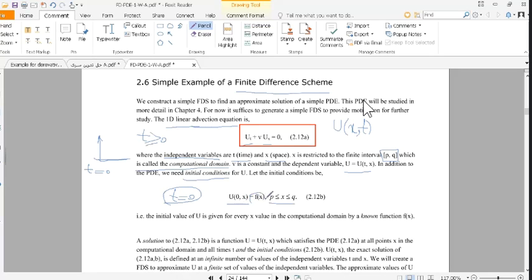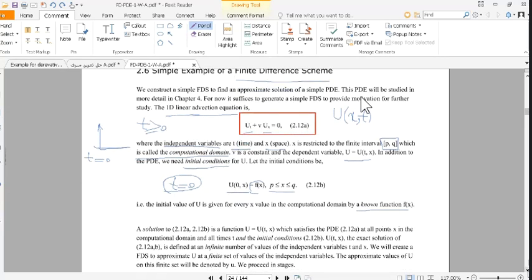f of x is a known function, not an unknown function. For example, f of x can be e to the power x, or sine x, or cosine of x, and so on. So f of x is a known function.